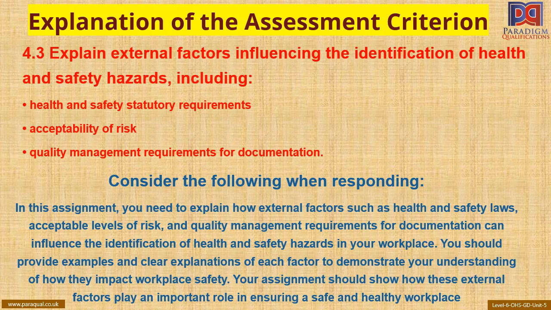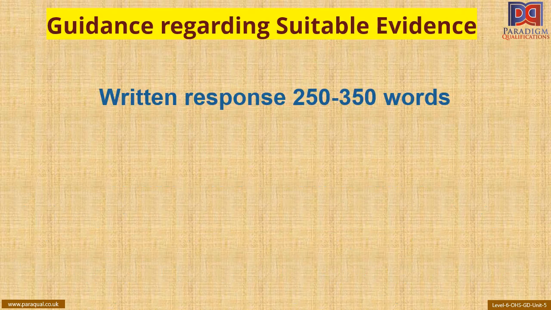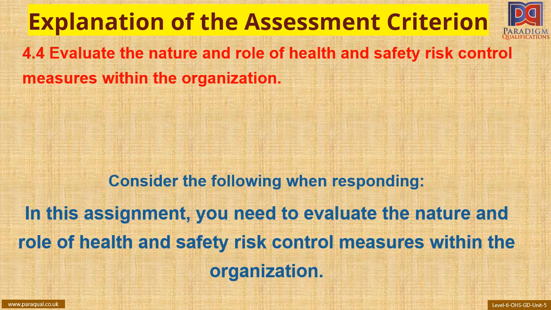You should provide examples and a clear explanation of each factor to demonstrate your understanding of how they impact workplace safety. Your assignment should show these external factors play an important role in ensuring a safe and healthy workplace. Limit your response between 250 to 350 words.